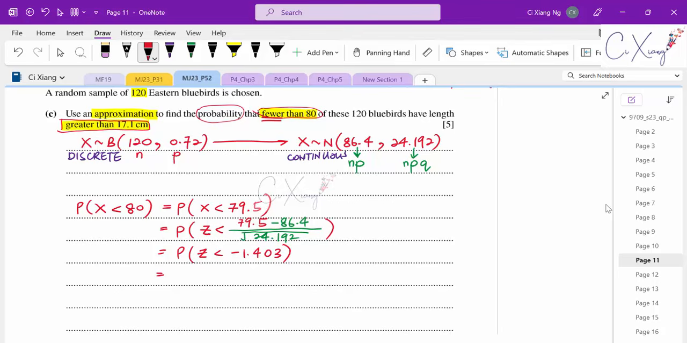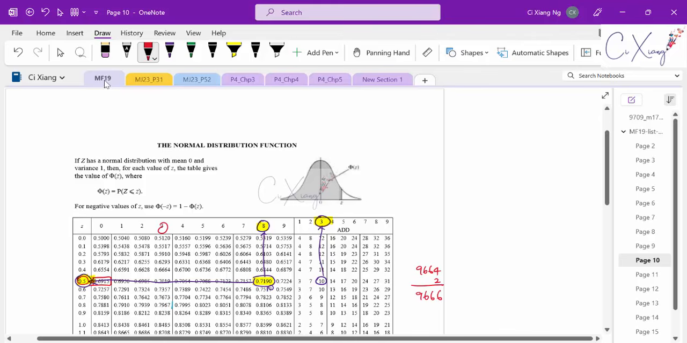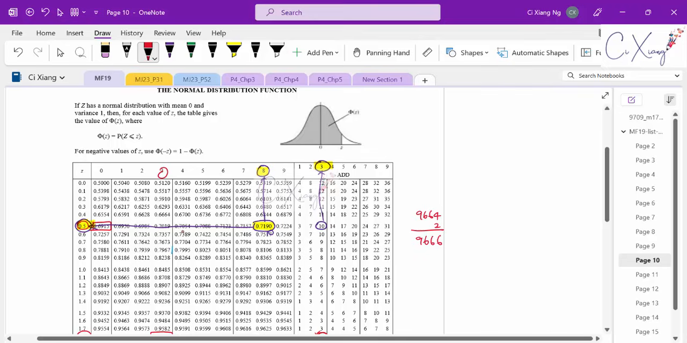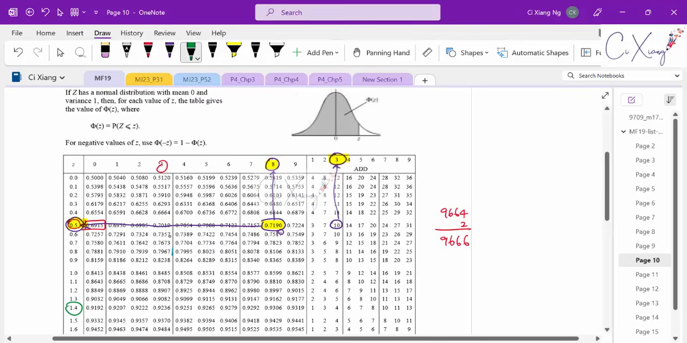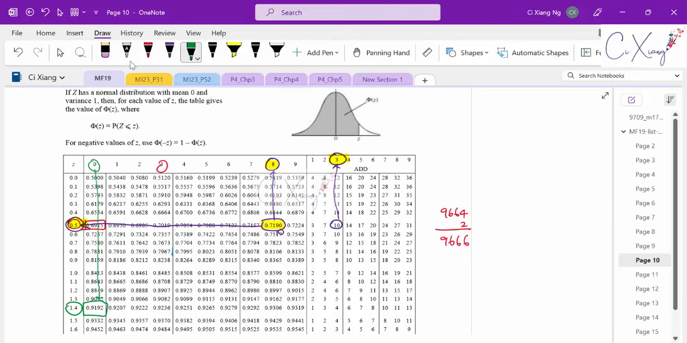And now I want to find out the area where z is smaller than negative 1.403. Again, I will go to the table. There's no negative value for z in the table, right? But never mind, we'll find out the positive value first. So for positive 1.403, this is what we have. This is 1.40, which is 9192, and then you look for the 3 at the back. The 3 here means you add a 4 at the last digit. So 9192, you add a 4 at the last digit, and you get 9196.